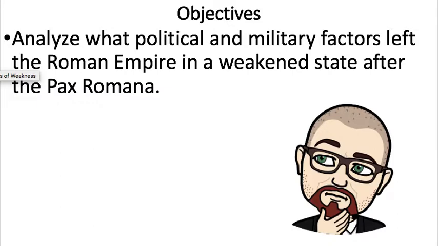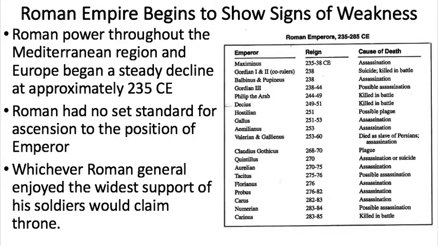In many ways, the Roman Empire began to really deteriorate after the rule of the five good emperors, which followed the Pax Romana. And we see that from 235 CE on, there's a real steady decline of the power of the Roman emperor in Europe, especially coming out of Rome. We're going to see that eventually the Roman emperor won't even be in Rome. They'll be in Constantinople. But that's for a future lesson. So it really began to erode very quickly.